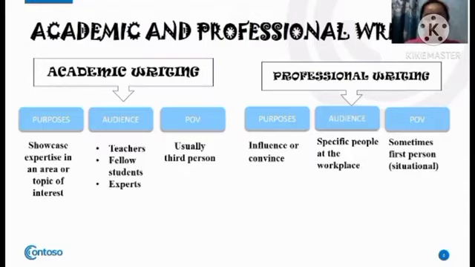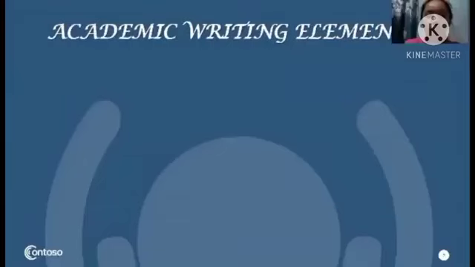Your audience in academic writing are teachers, fellow students, researchers, and industry experts, while professional writing is targeted to colleagues, business people, managers, and sometimes clients. In POV, most academic papers are written in third-person narrative, while professional writing can sometimes be written in first person depending on the specific situation or context. Now let's proceed. Academic writing elements.